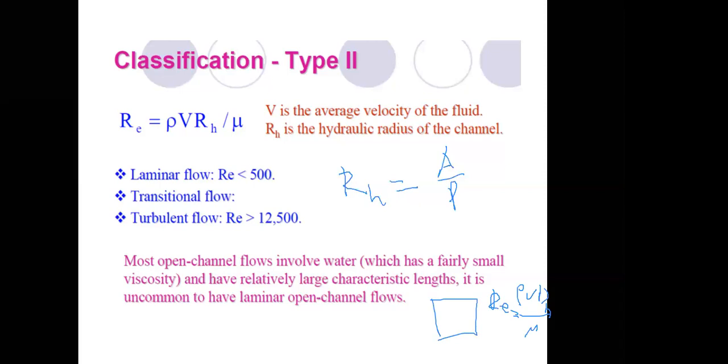Is that clear enough? Okay. The wetted perimeter is the surface in contact with the water, right? Yes, it is. Okay.